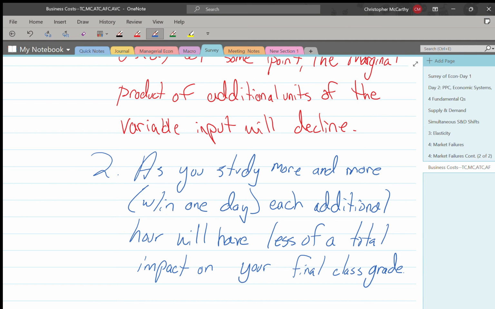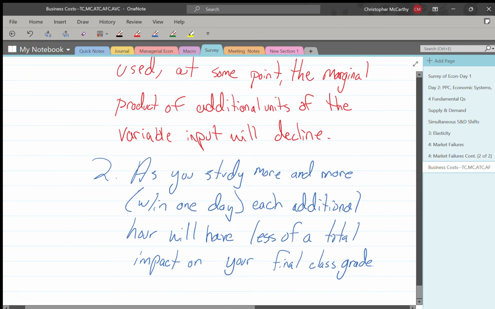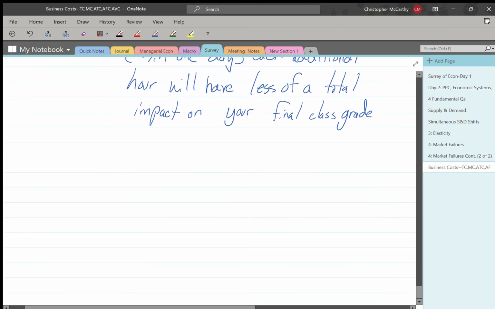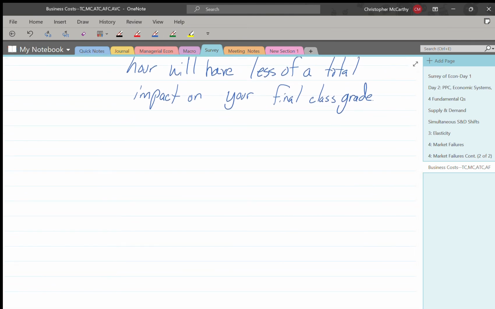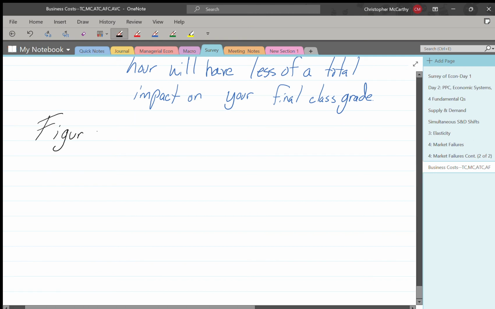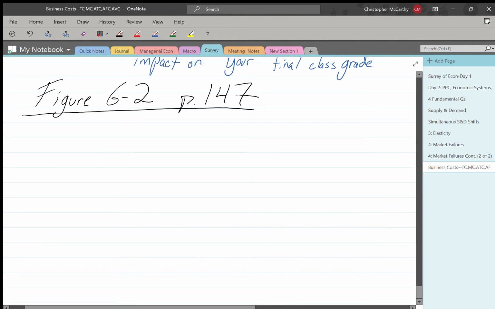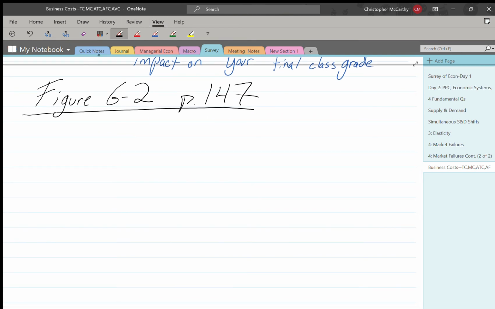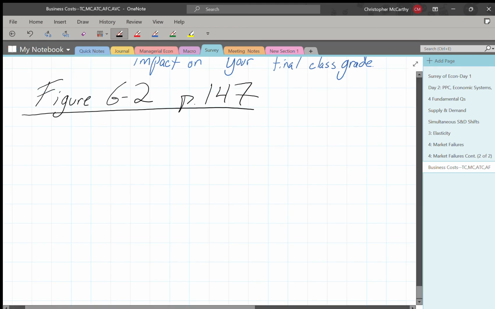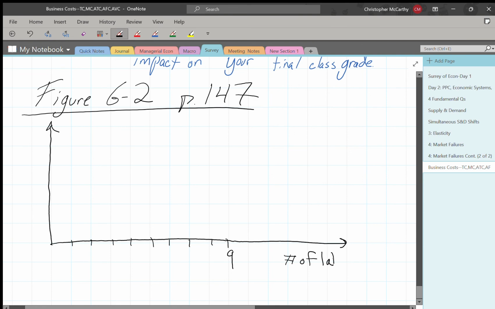So let's go ahead and get into our graphical example here. So this is going to be figure 6-2 from the text. And this is on page 147 here. And so without going into the minutia of what's going on, we're given a production schedule. 1, 2, 3, 4, 5, 6, 7, 8, 9. And we're talking about labor over here. So this is the number of laborers. And this over here is my total production.